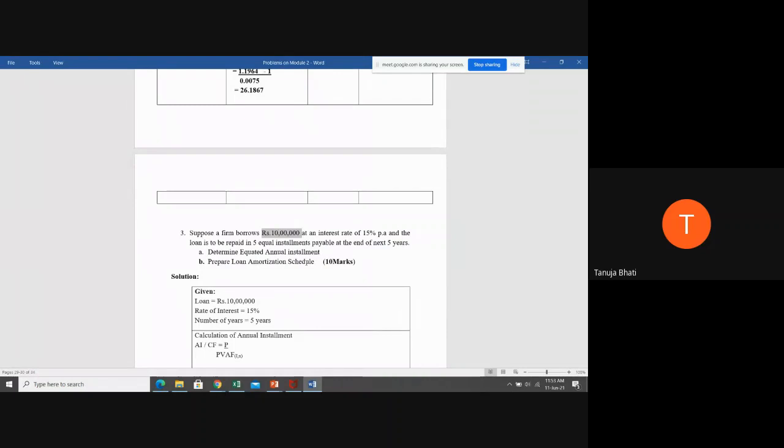A firm borrows 10 lakhs. Okay. So is this 10 lakhs what I'm receiving from the bank today? Is it a present value or a future value?